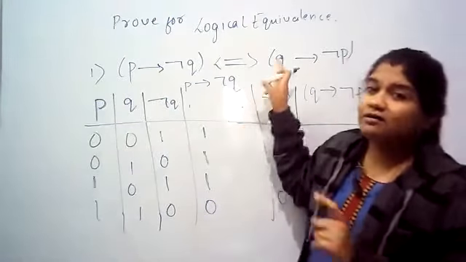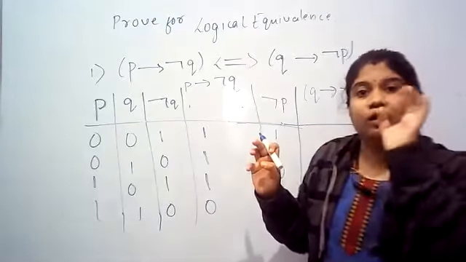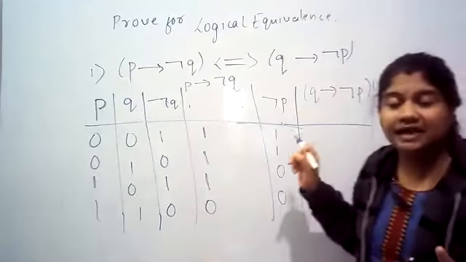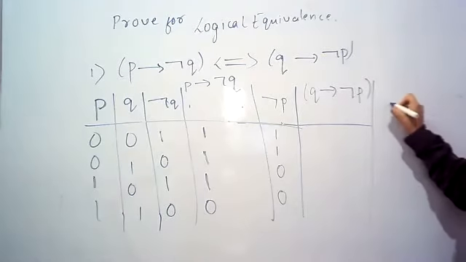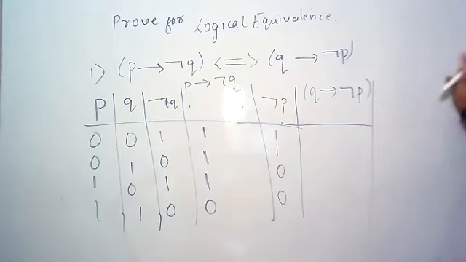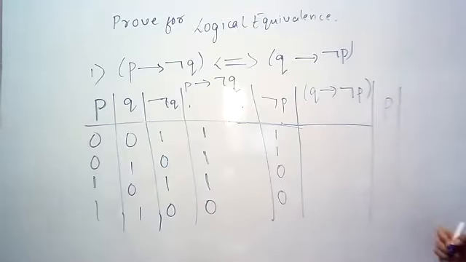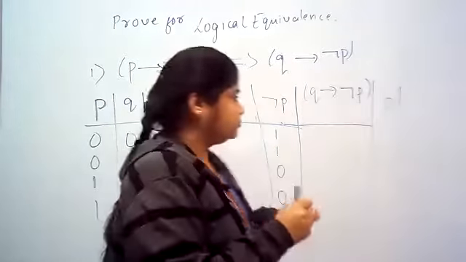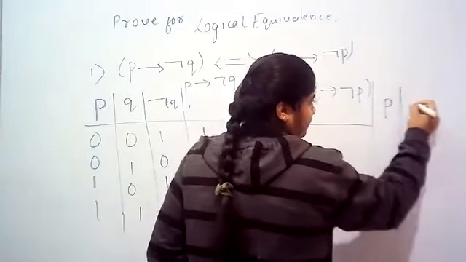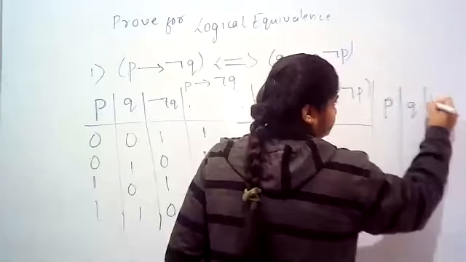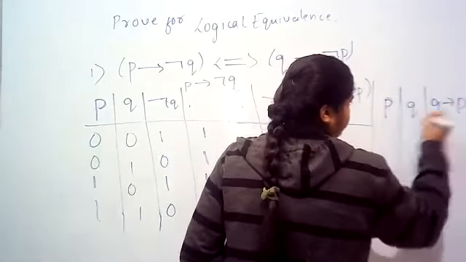Reverse means what here? First Q acts like P. Q acts like what? P. Then negation P acts like what? Q. I will show you a truth table here. First consider Q, or else imagine this to be a proposition P. Proposition P, proposition Q, proposition Q condition P. I will take Q condition P.